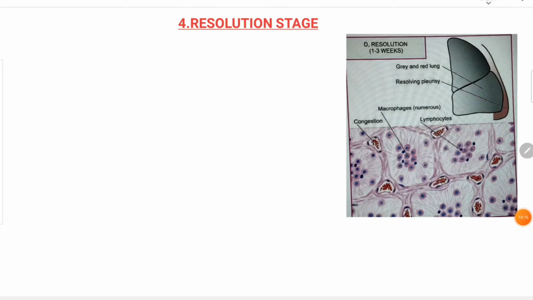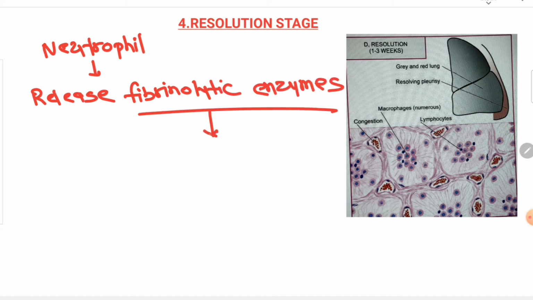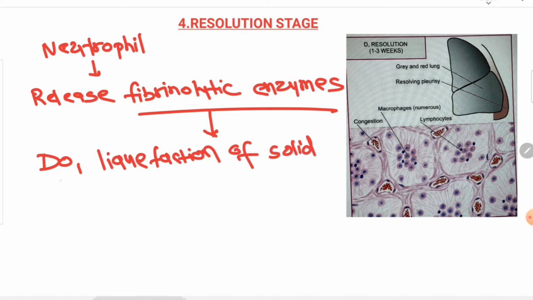Alright. Now the fourth and final stage of pneumonia is resolution. Any inflammation usually ends by resolution. So the neutrophils that were present in the previous stage will release fibrinolytic enzymes. The neutrophil's fibrinolytic enzymes will do the liquefaction of the solid exudate.